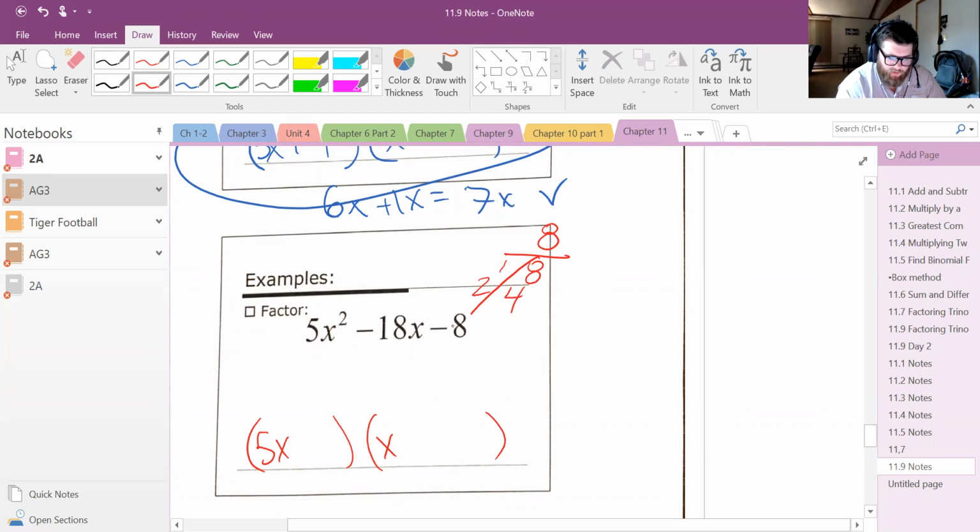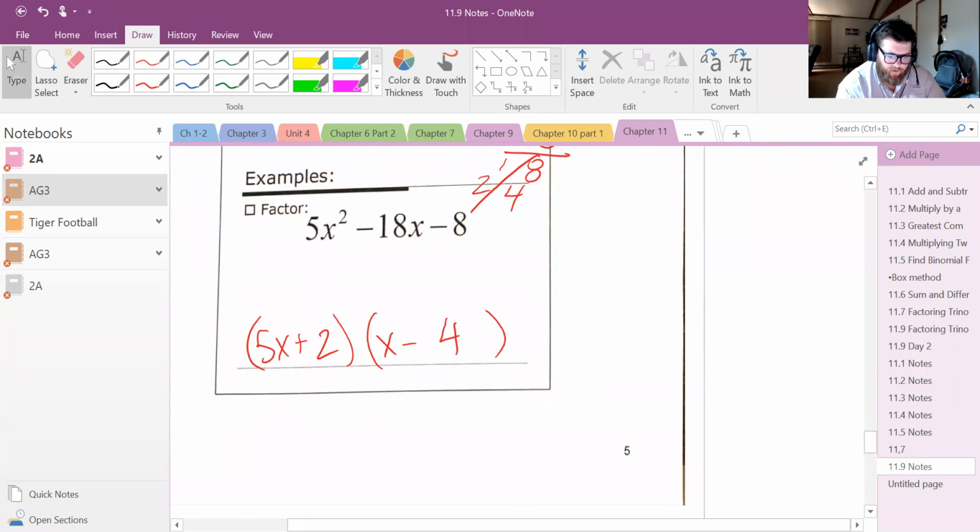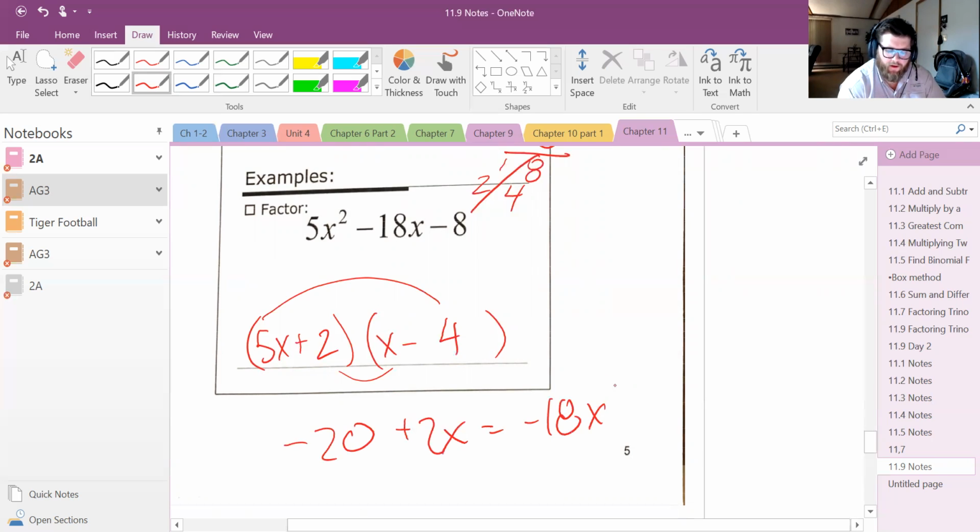What does our last term tell us? Our last term tells us one has to be positive, one has to be negative. It's going to be negative 18x, so I need the greater number to be negative, right? The greater factor. So let's just guess and check. Let's just plug 4 and 2 in. Okay, so here we go. O and I in the FOIL, we have negative 20x plus 2x. Oh, guess what? We got it right first try. Good for us.